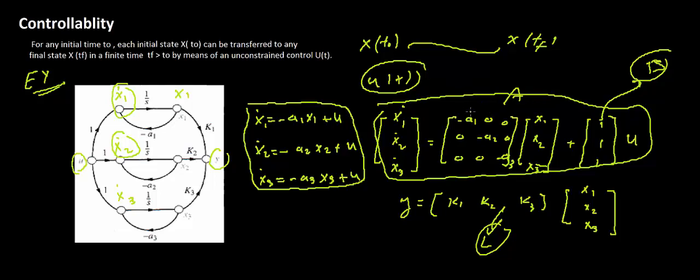I just need to point something out here. If you can see here, A is a diagonal matrix with diagonal elements, and B is all ones, so directly from inspection you can say the system is controllable.